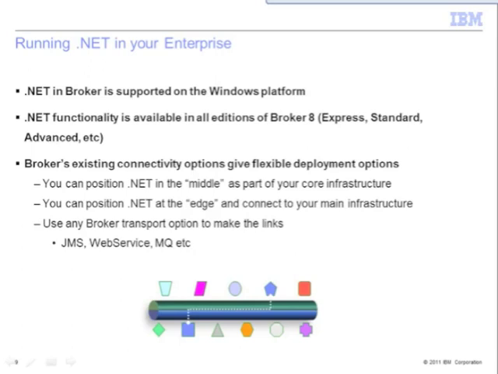And they still want to connect those .NET sort of islands together, as it were. And you can use the message broker to do that. So you could use one of these smaller editions of message brokers, such as the Express edition, and install that on the Windows platform inside one of those islands. And then you can use the normal message broker connectivity options to connect that back into the rest of your infrastructure using either JMS or web service or MQ, etc., etc.